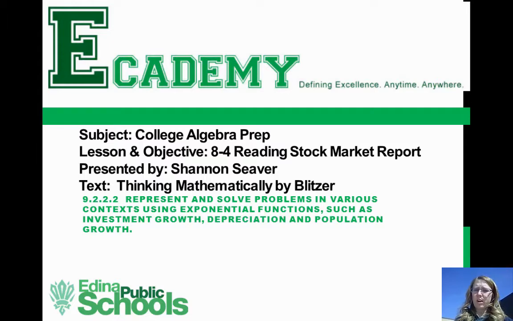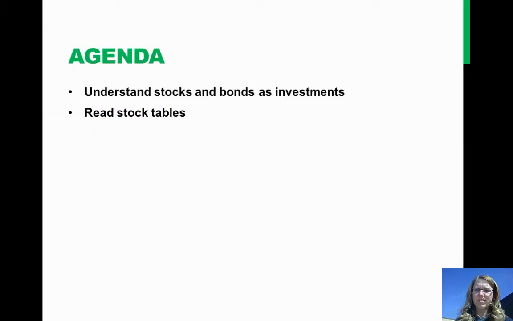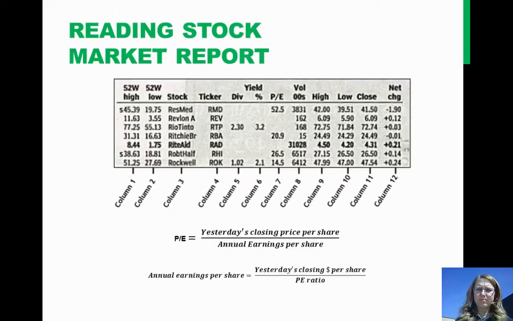It is reading stock market reports. Today we're going to understand stocks and bonds as investments, and we're going to read stock tables. So first of all, in a stock report, these are the types of things that you'll see. It will be a table that looks like this.